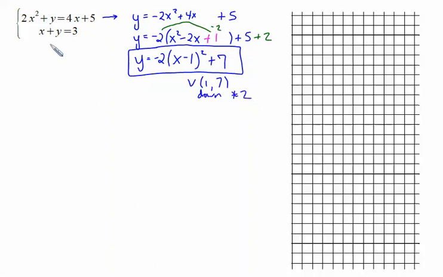The other equation that we have is this line right here, and when we subtract x from both sides, the equation of the line is y is equal to a negative x plus 3.